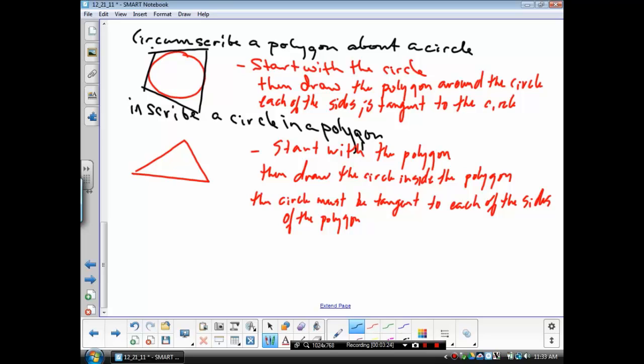Francis, what do you think the circle is going to look like if I inscribe it in this polygon? Inscribe. What does that mean? It's going to be inside. Inside, yes. So inscribing a circle in the polygon, and it has to be tangent to all of the sides.